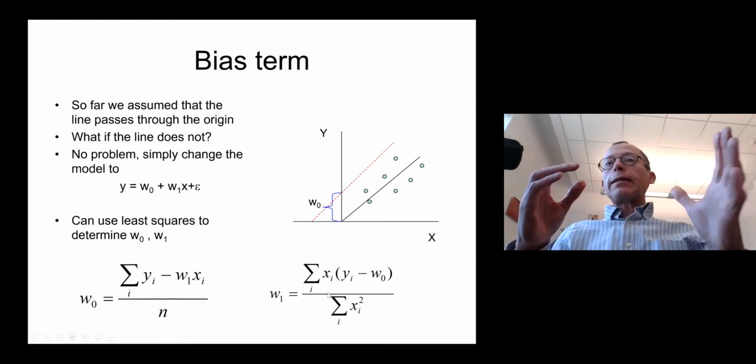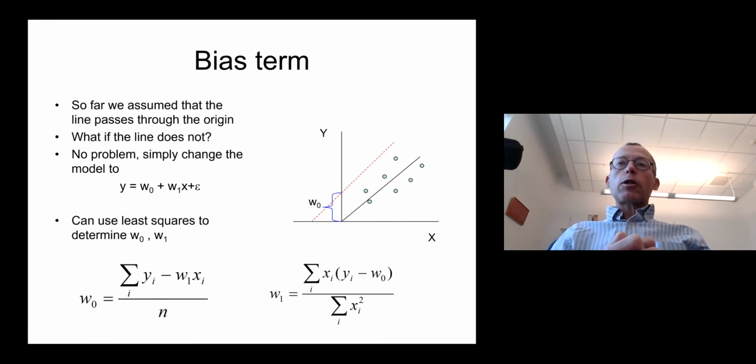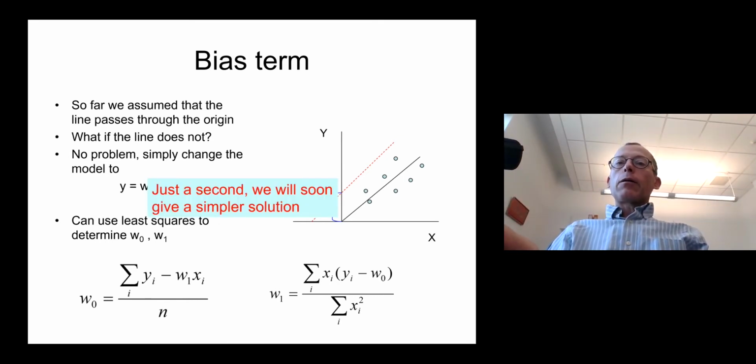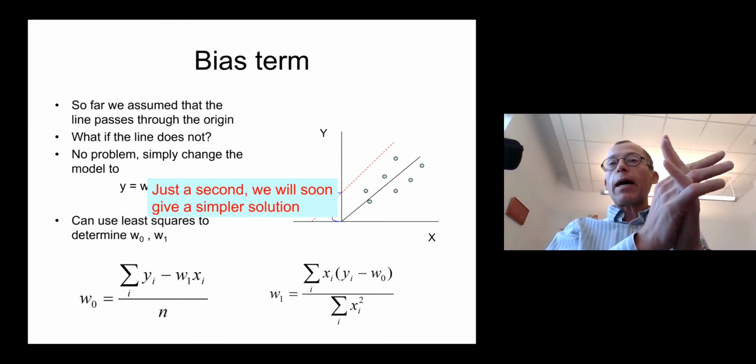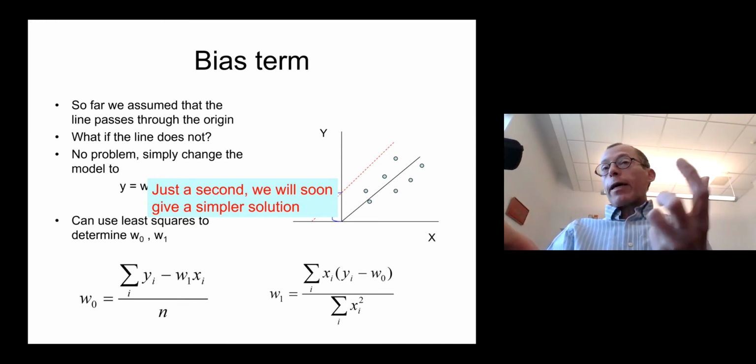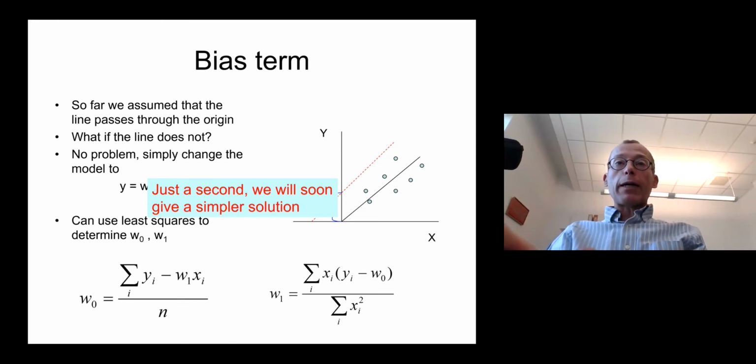Okay, so this is the regression problem for two parameters, W1 and W0. We will give a simpler solution in a second, but before I give the simpler solution, I want to motivate why we need it. So this seems to be all we need, right? Either a linear term for one variable or a linear term plus bias. But actually, we can use regression for much more complicated problems.